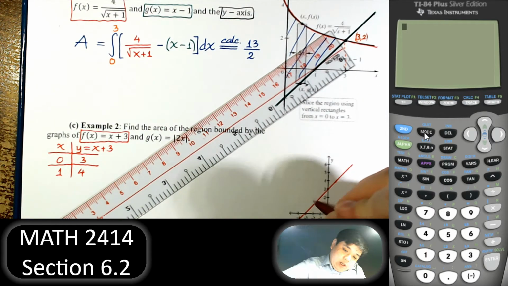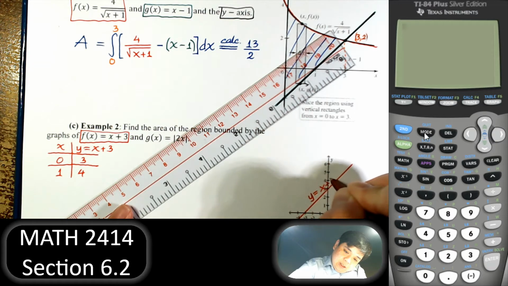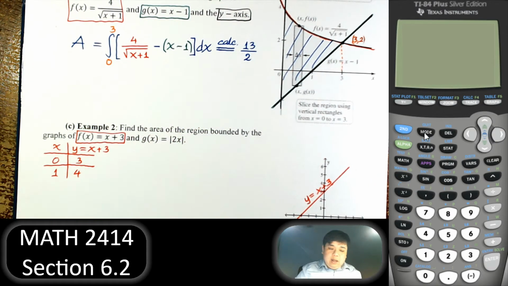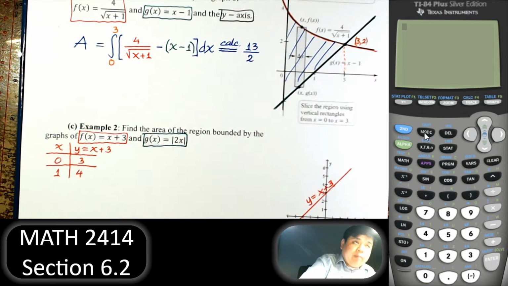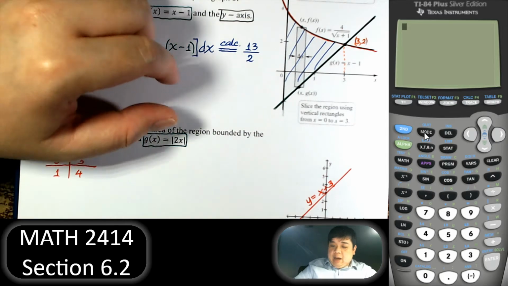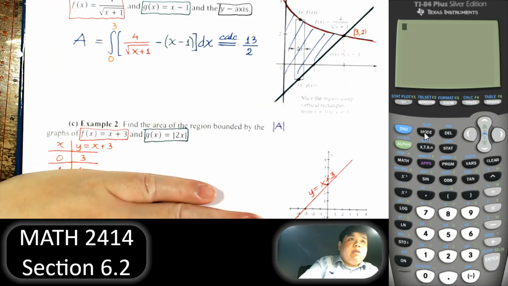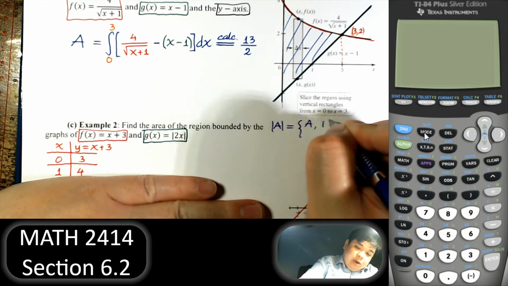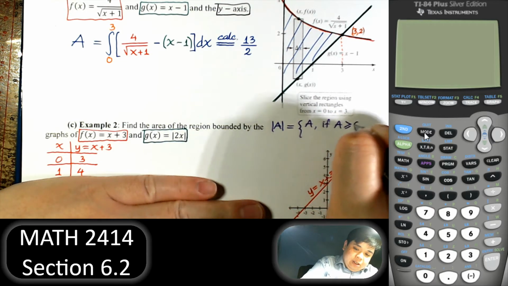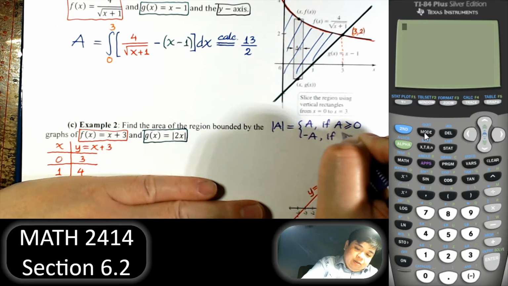And so that is y equals x plus 3. Next, what is the graph of the absolute value of 2x? So first, the absolute value of a is going to be itself if it is greater than or equal to 0. It is equal to its opposite if it is negative.